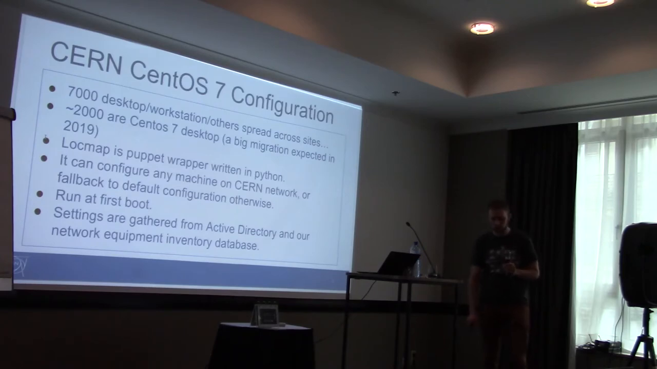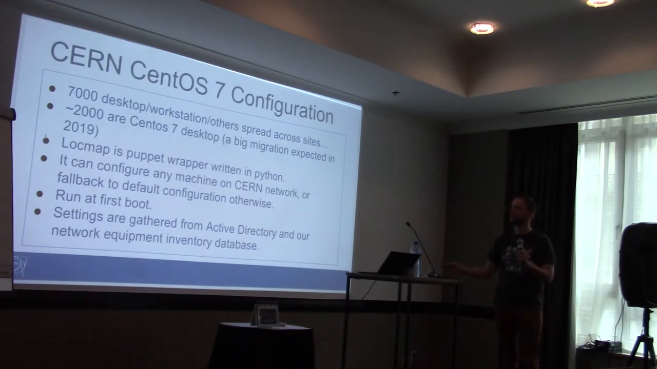Because we stop the LHC for a big upgrade next year, beginning of 2019, for 2 years. And then we will see a lot of people migrating to CentOS 7 and start reporting problems, saying it doesn't work for me, it doesn't work for that. So it will be a fun moment.